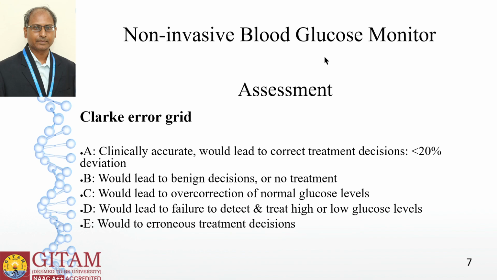For a device that is appropriate for clinical applications, most of the measurements will have to be in the A or B parts of the Clark error grid. If the measurement has less than 20% deviation from reference value, it is in the A part of the grid. If the deviation is more, but it would lead to benign decisions or no treatment, it is in part B. So most of the measurements should be in the A plus B range.